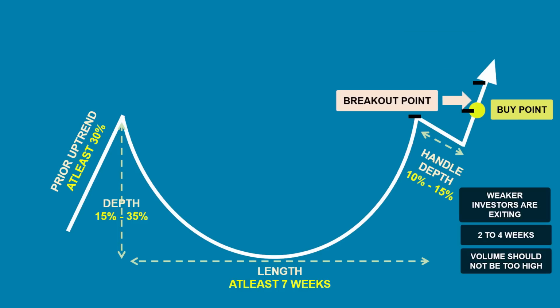The 6th and final step happens on the breakout day, that is the day a stock goes past its ideal buy point. Now what's important here is that the volume on breakout day should be at least 40 to 50% higher than the normally traded volume.